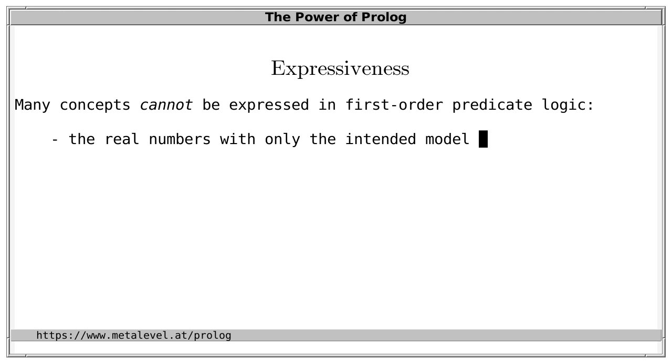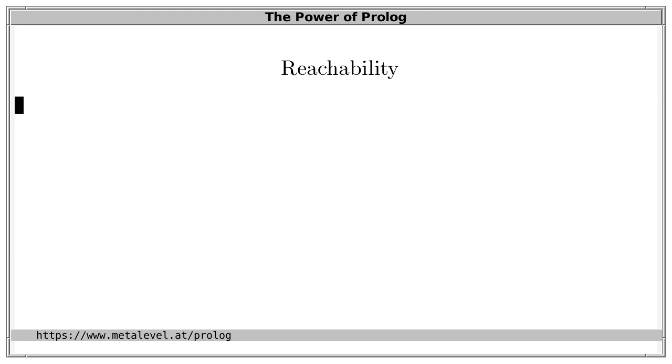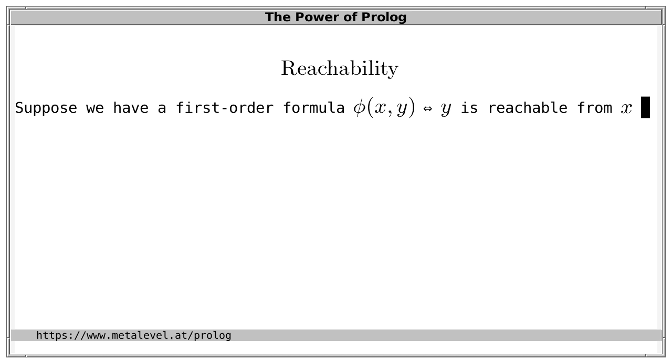So, for instance, if we use a countable first-order theory to specify the real numbers, and the theory has a model, then it also has a countable model, whereas the intended model of the reals isn't countable. Also, we can't define reachability in first-order predicate logic, and here is why. Suppose there is a first-order formula phi of x and y that holds if and only if y is reachable from x, using an edge relation E between two nodes of a graph.